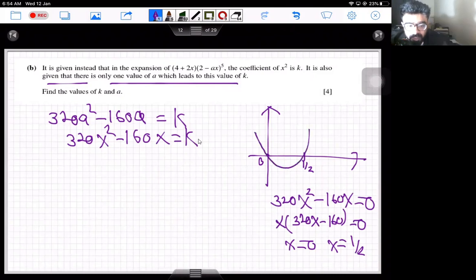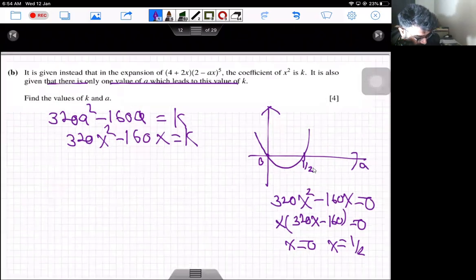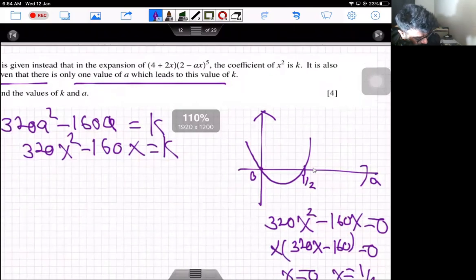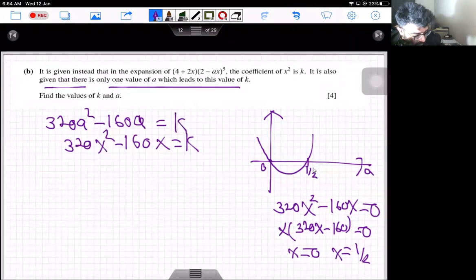Now there must be only one value of a. Okay, so now just forget this x, just put a instead over here. These are the values of a. And here you have y is equals to k line. So you need only one value of k. There is only one value of k which leads to this value of a. So obviously the line y is equals to k will be a tangent to this quadratic graph.